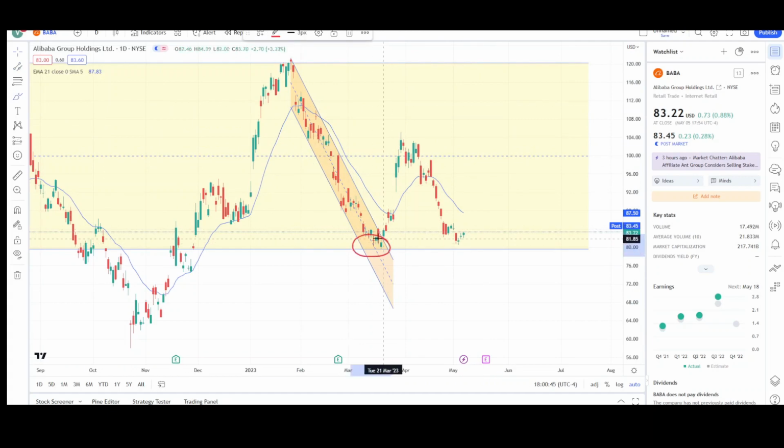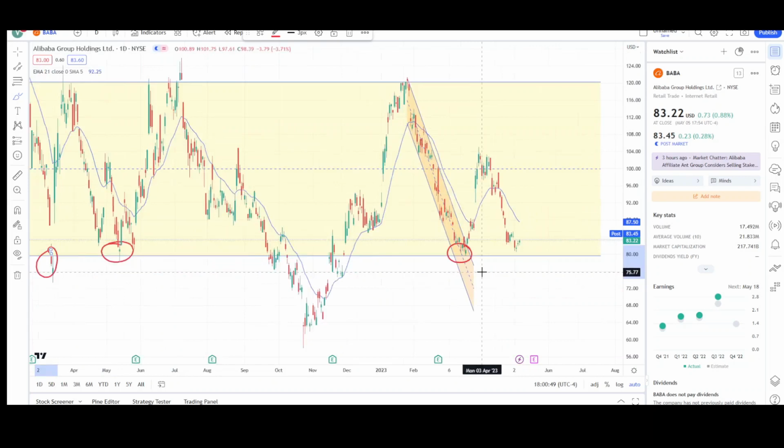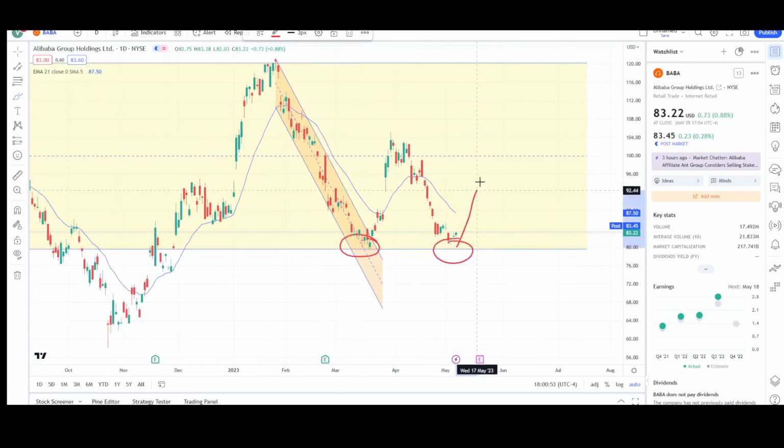So let's see if it can hold. This was prior support right here, support here, support around here, and let's see if this price can hold. If it can hold and we see a nice bounce up, there's a good chance maybe we go retest these highs right here and potentially start a reversal towards the upside. So we'll have to wait and see. But right now it's a little too early.